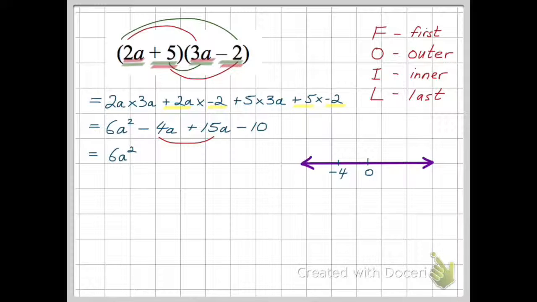And we're going to add 15 to that. And you should be able to see quite easily that plus 15 will take us over the 0 onto the positive side of the line. So in this case, negative 4 plus 15 will give us a positive answer. The difference between 15 and 4 is just 11. So the answer must be positive 11. In other words, we have 11a. And we finish off by writing minus 10.